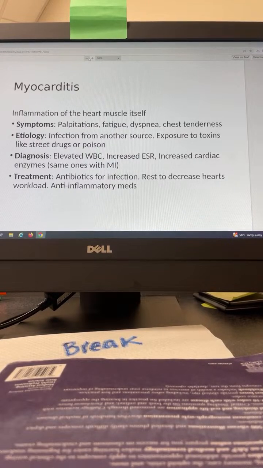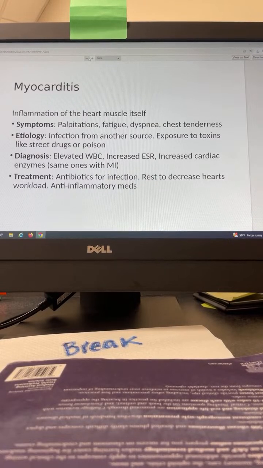Symptoms here: palpitations. Palpitations are where your heart is beating irregularly, kind of sporadically. Fatigue, just feeling more tired than usual. Difficulty breathing, dyspnea. Chest tenderness.